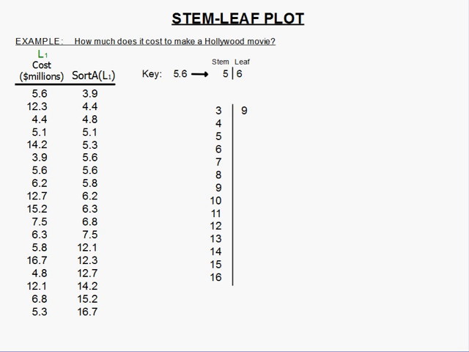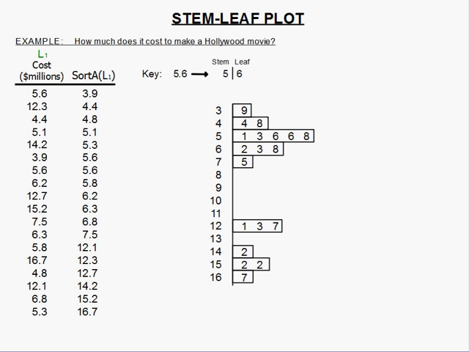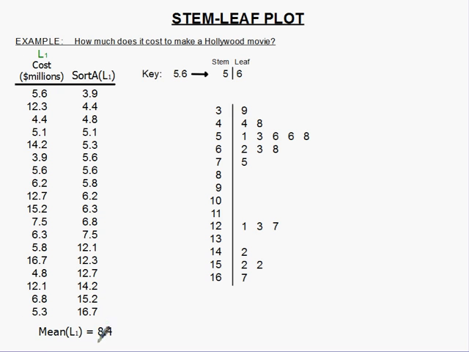You take the first one and the leaf is 9. The next one with 4, there are 2 of them, so the leaves are going to be 4 and 8. And then you keep going down the 5s, and then you end up doing all of them. It looks like this. Really what this is doing is like a histogram on its side. But you can also get your mean down here. I just got that for fun.